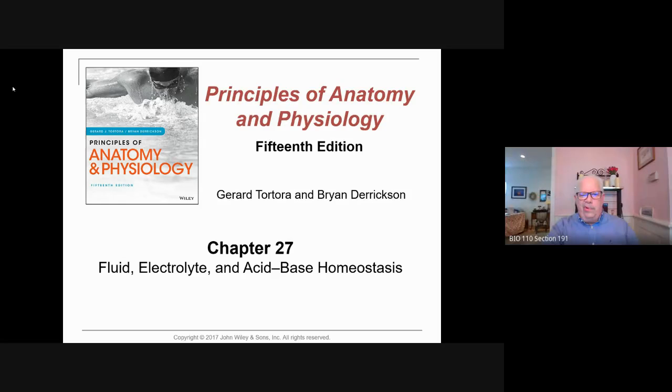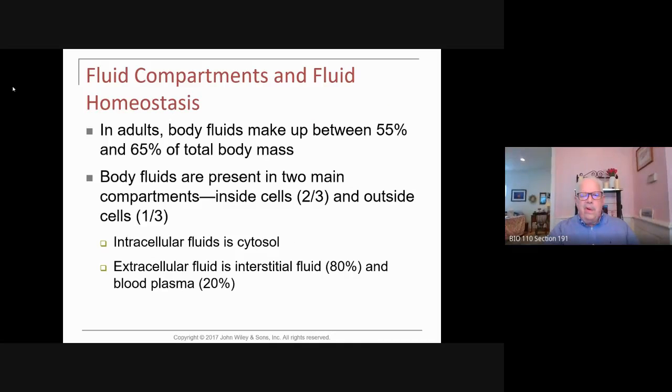Let's talk about fluid, electrolytes, and acid-base homeostasis. You got to know about body fluids. Some of this is AP1, but it's important. It's a good review. The majority of your body is water. Anywhere between 55% and 65% of your body basically is body fluid or water with electrolytes in it.